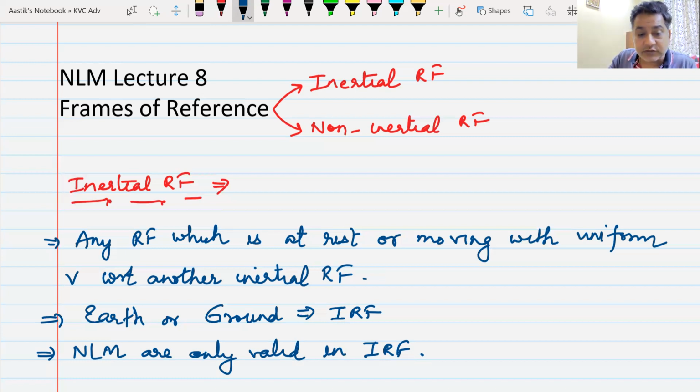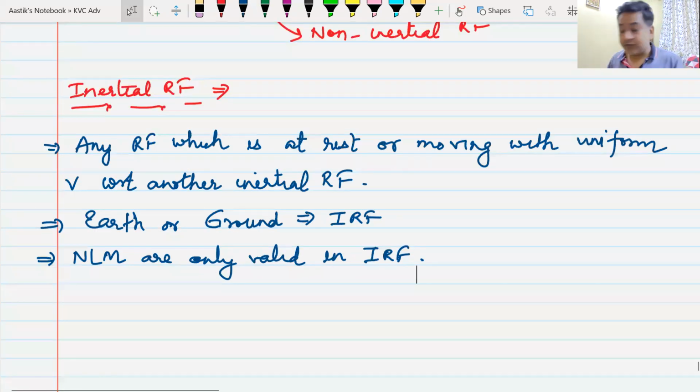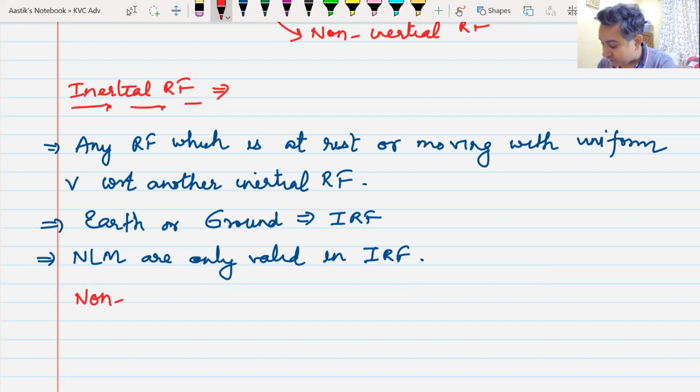Do we understand this? Then the second type of reference frame is the non-inertial reference frame. Once you understand inertial reference frame, you can understand what a non-inertial reference frame is.